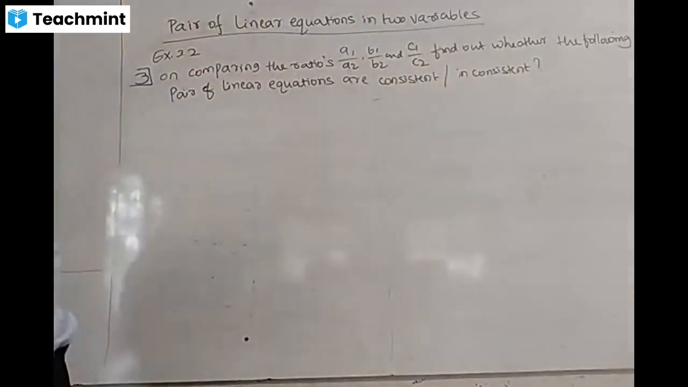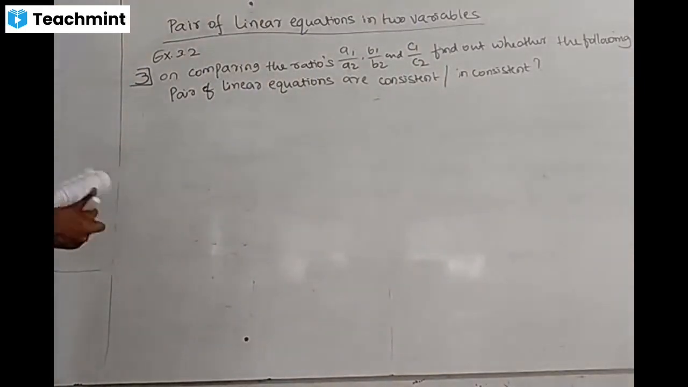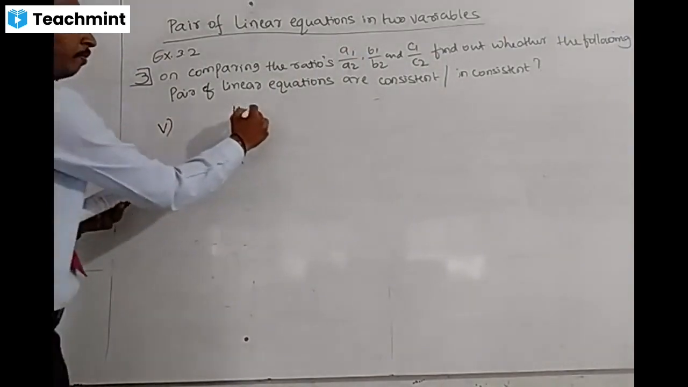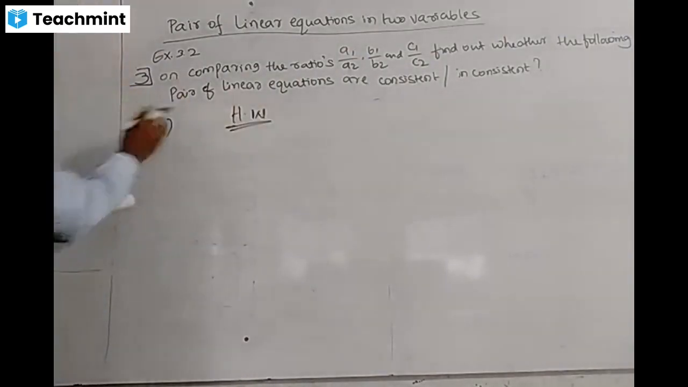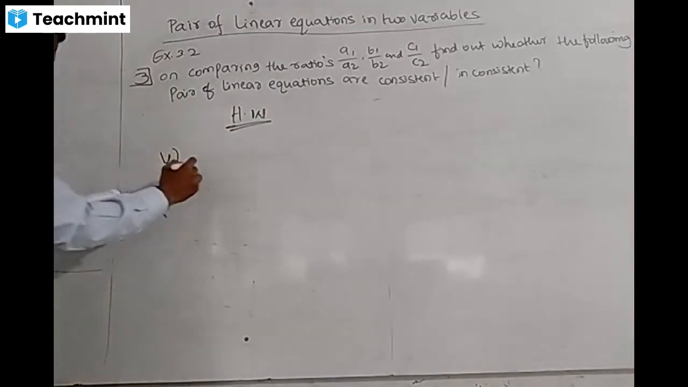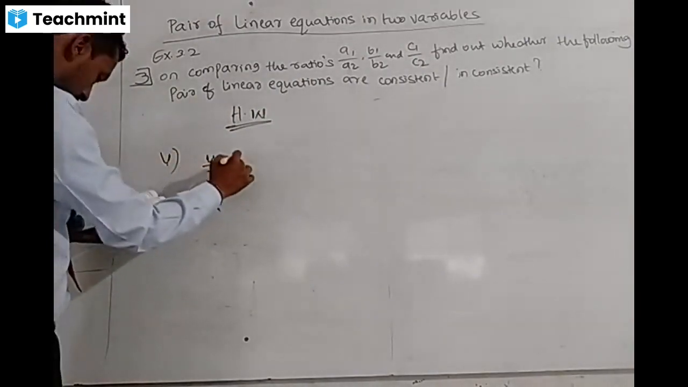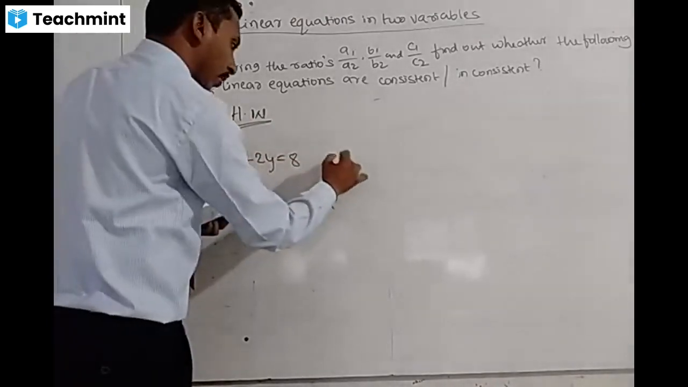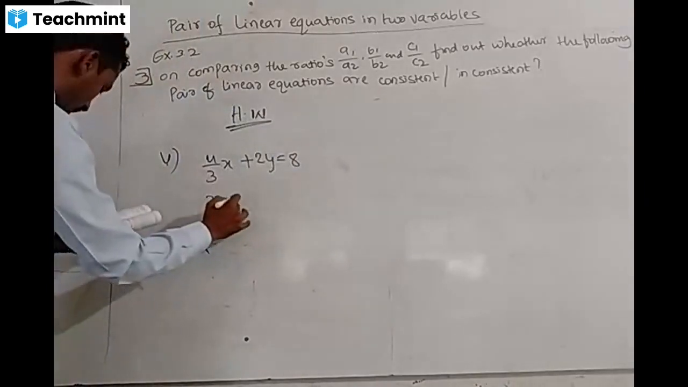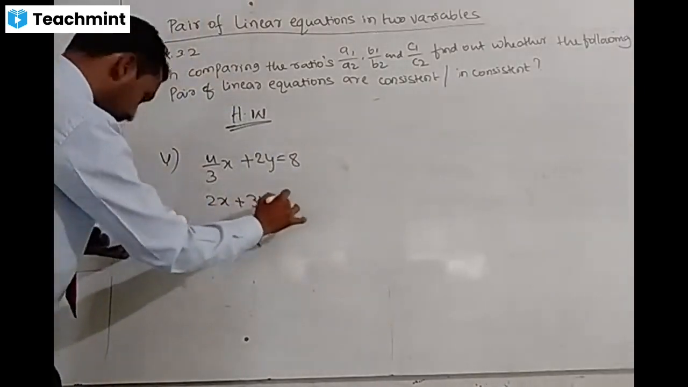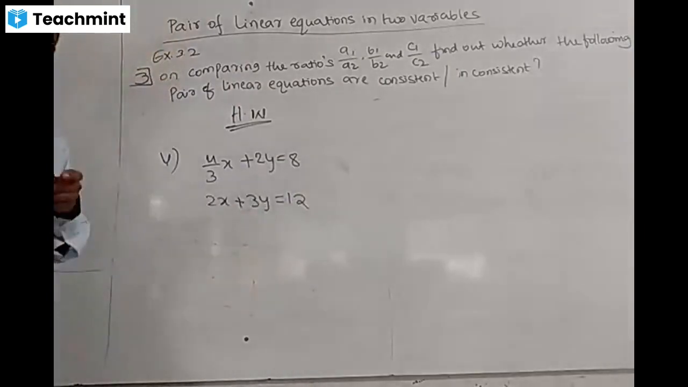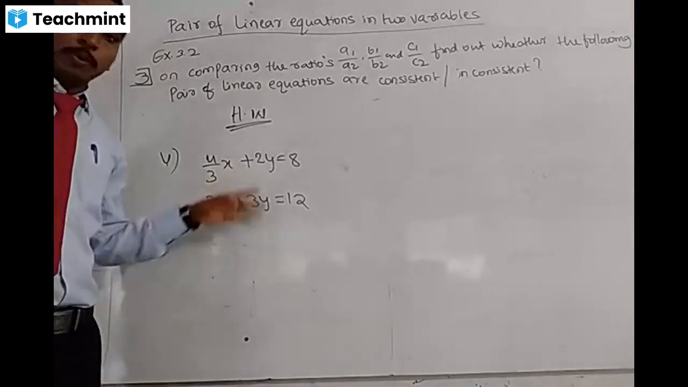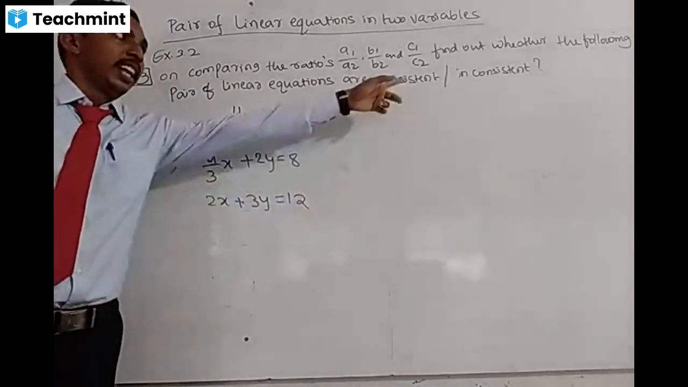The fifth question, this is homework. The fifth one: 4 by 3x plus 2y is equal to 8 and 2x plus 3y is equal to 12. Now the pair of linear equations is given. You need to check whether they are consistent or inconsistent.